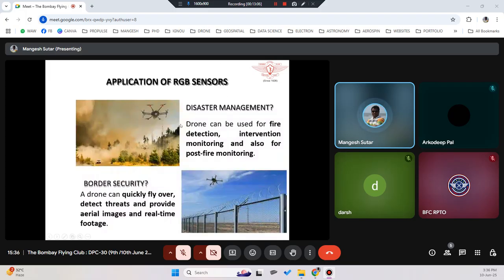Again, disaster management: a drone can be used for fire detection, intervention monitoring, and also for post-fire monitoring. Border security: in recent times, during the war, we have seen it is very difficult to monitor the border because your check post is almost 5 or 10 kilometers away from the border, or your military bases are almost 25 kilometers away from the actual border. There is a border, then there is something called no man's land, and then there will be a border on the other side of the country. That's how the border area has been defined.